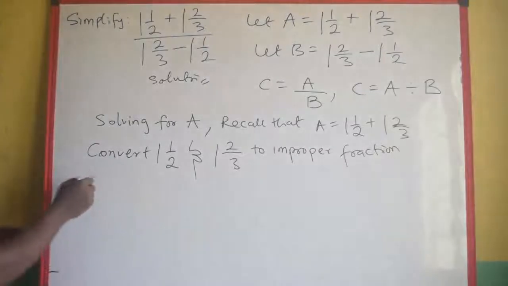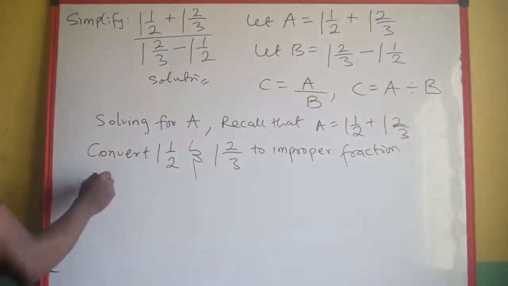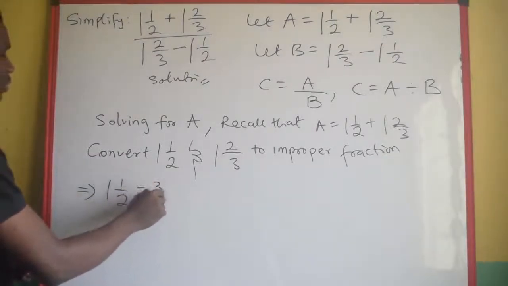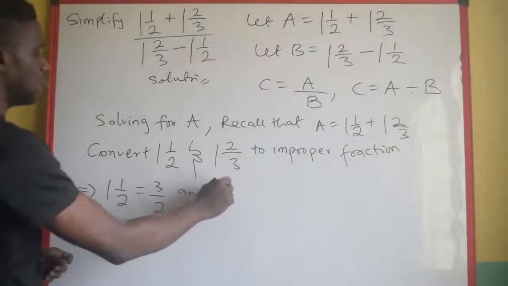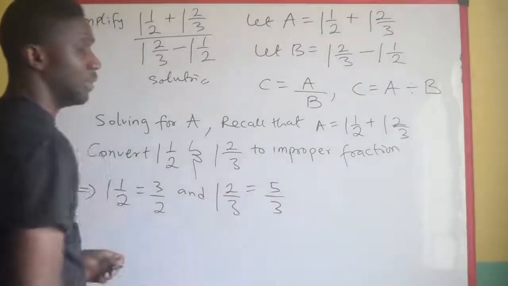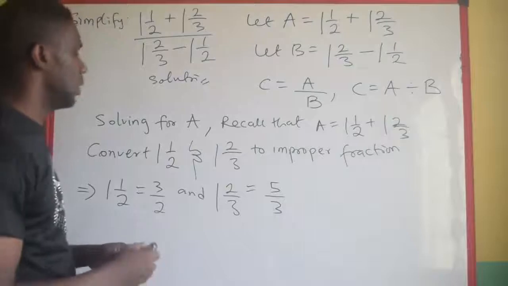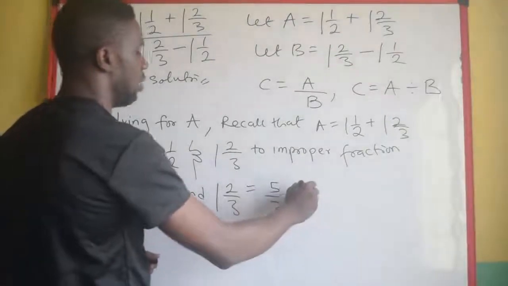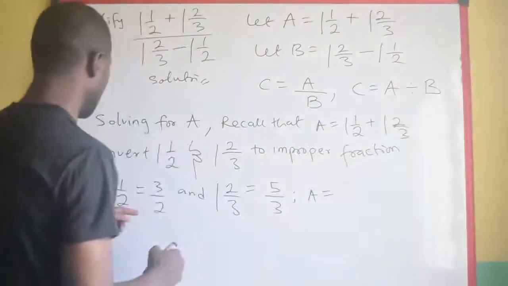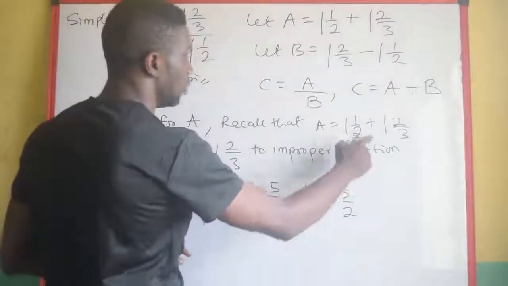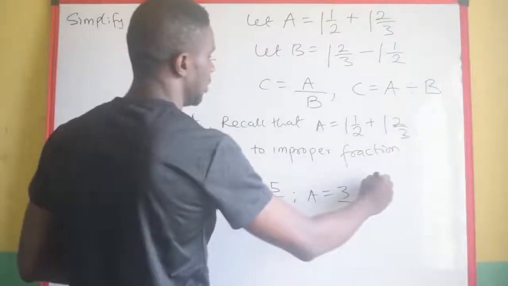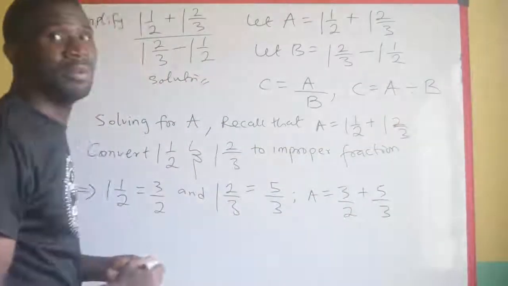So when we do that, we find out that 1 whole number 1 over 2 is the same thing as saying 3 over 2, and 1 whole number 2 over 3 is the same thing as saying 5 all over 3. Now, since we have done this, it means that our A would then be, instead of writing this, we know that this has been gotten as 3 over 2. We've put down our plus, and this has been gotten as 5 over 3.